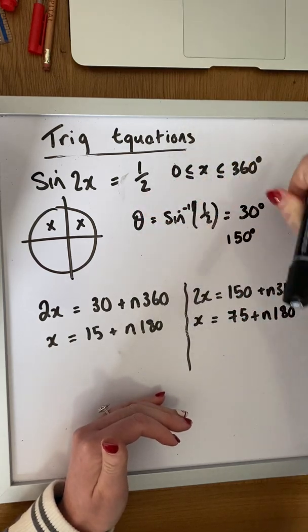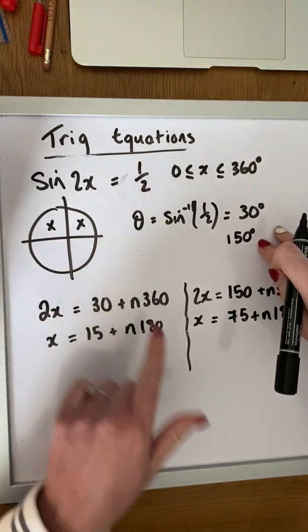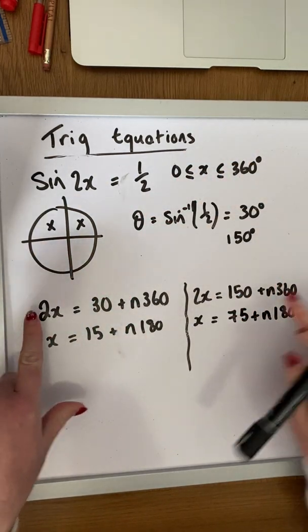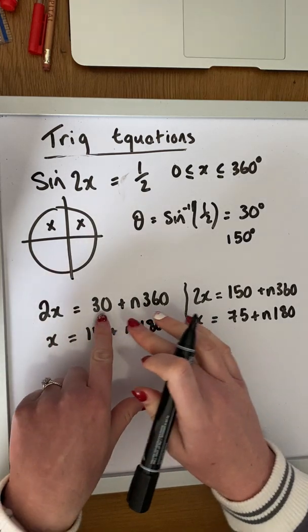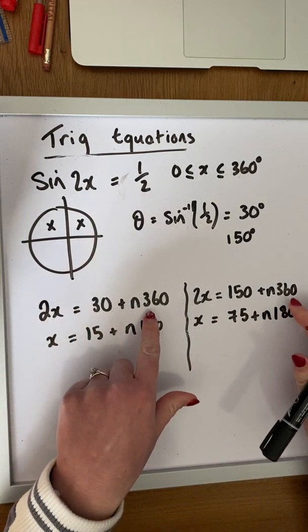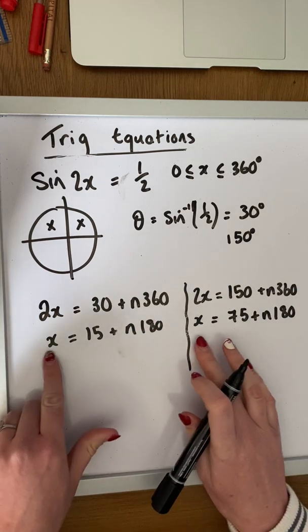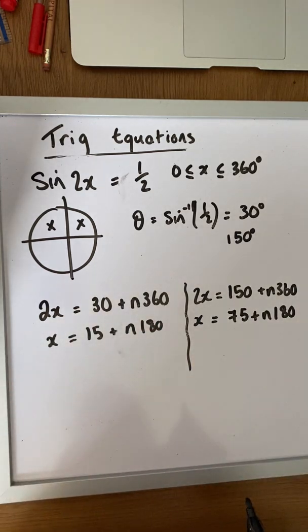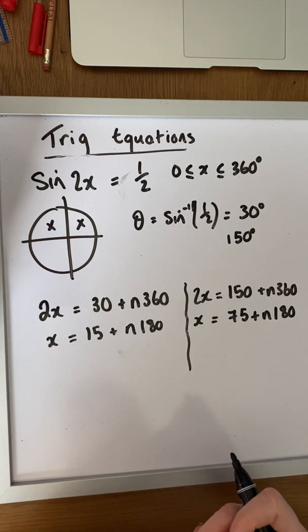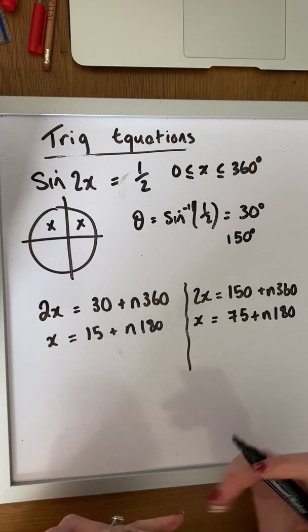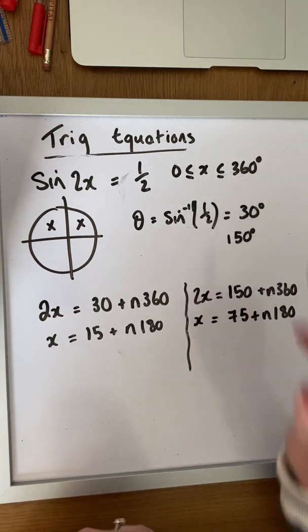Step 2 is the same, identify your reference angle and your angle in the second quadrant. Step 3, let your angle equal the angle plus the number of rotations. So remember, a full rotation is 360 degrees. Now that we have the x, we look at how many possible angles we can get between 0 and 360.